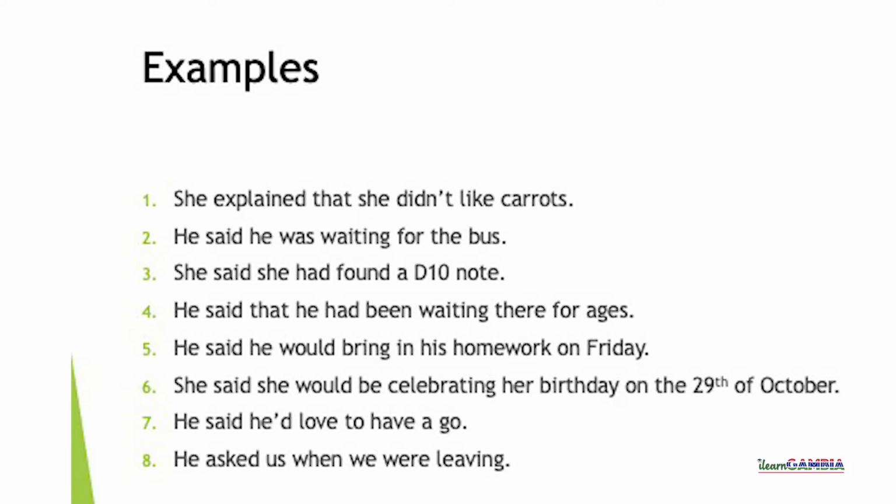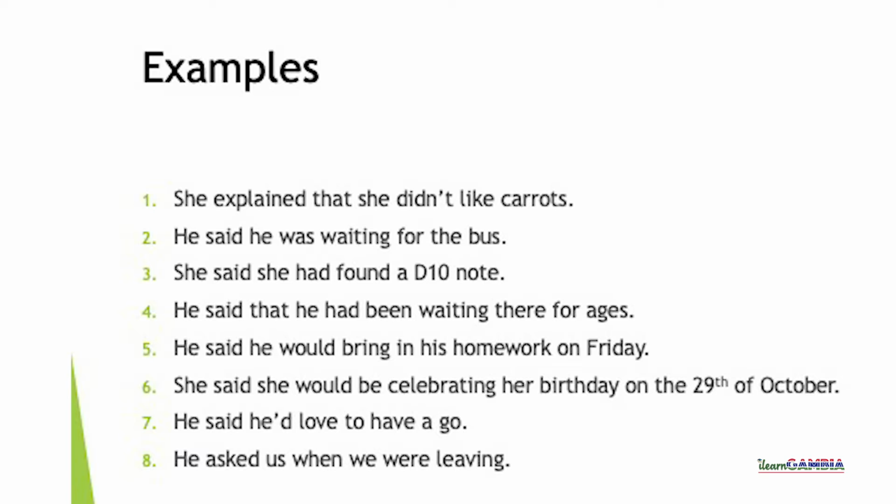He said he was waiting for the bus, okay? It is the reported speech. It is the reported form of the direct speech we looked at, which says, I am waiting for the bus, he said, okay? Example 3. She said she had found a $10 note. This is the reported form. Example 4, he said that he had been waiting there for ages.